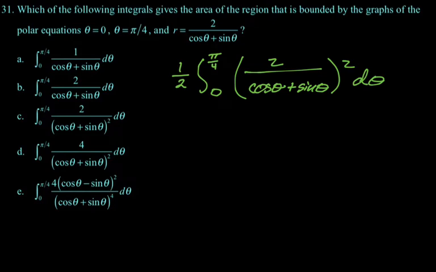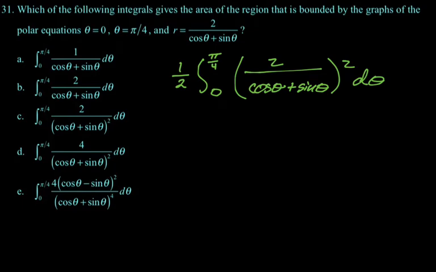Like part A, they remembered the 1/2, I think, but they forgot to square. So that's out. For the second one, I think they forgot the 1/2 and they forgot to square. So that's out. C, I think, is actually the answer, so they did that one right. What did they do in D? They squared but forgot the 1/2. And then in E, I have absolutely no idea what they did.